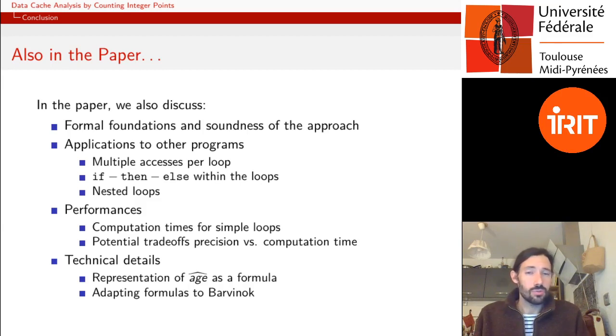We apply the approach to other kinds of programs, always small programs, but sometimes with multiple accesses, sometimes with if then else inside the loop, sometimes with nested loops. We give some information about the performances and discuss what can be traded in terms of precision to gain some computation time, even if the computation times for the examples we have are not bad. And we give technical details for somebody who wants to implement the analysis itself.